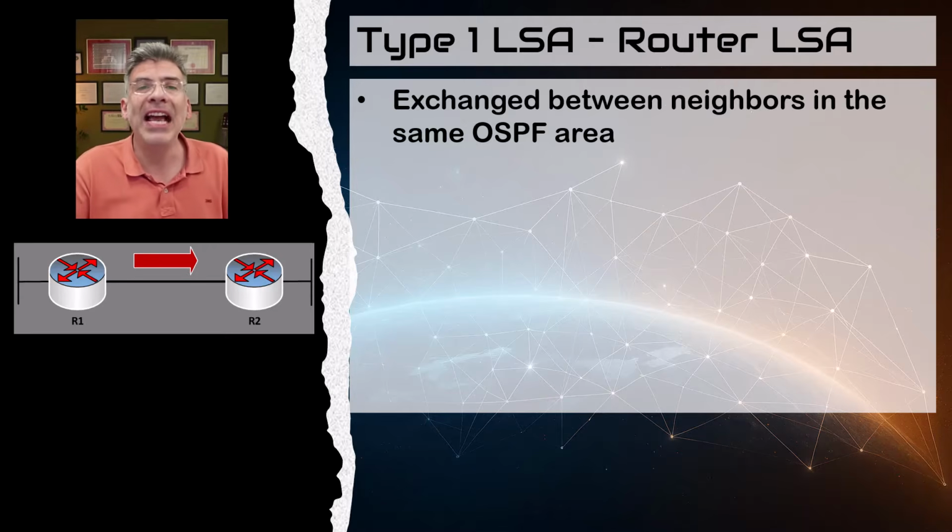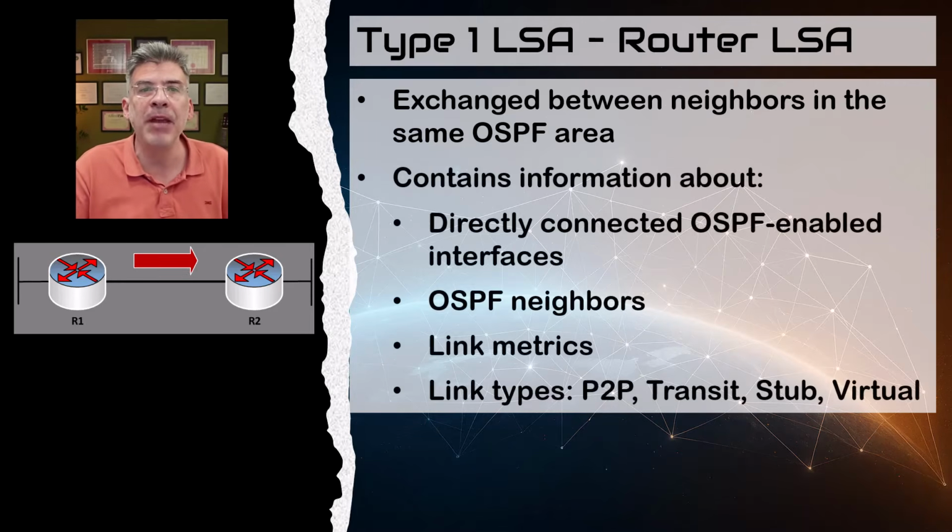Now, a Type 1 LSA contains detailed information about a router's directly connected interfaces, neighbors, link metrics, as well as the type of link. Now, we haven't talked about link types yet, but I'll just list them here. The link types are point-to-point connection to another router, a transit network, a stub network, or a virtual link.